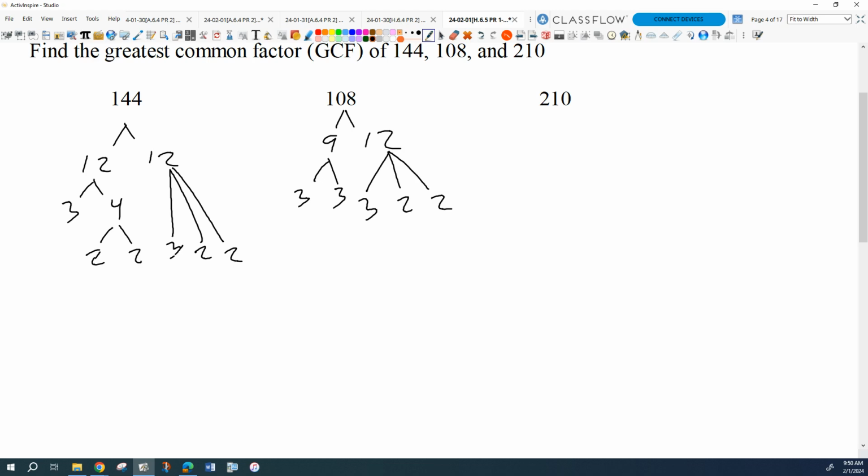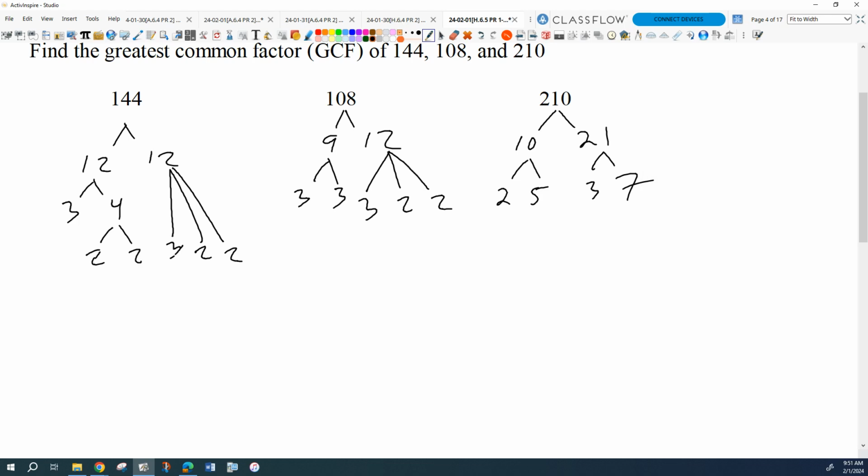210, that's a pretty easy one. It's got a 0. 21 and 10, there you go. 10 breaks up into, okay. And 21 breaks up into, there you go, okay. Good? Make sense? So now what?